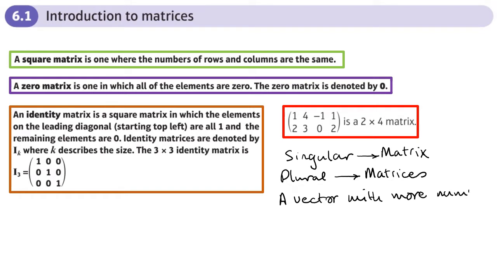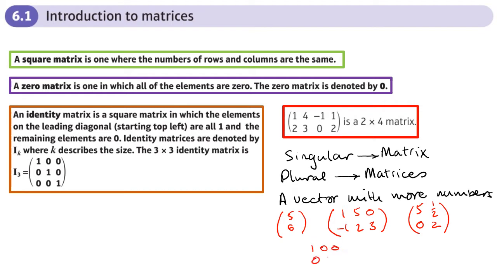We're used to seeing a vector written that has maybe two numbers like this, 5 and 6. A matrix is just a bigger version, so you might have 1, 5, 0, negative 1, 2, 3. That's a matrix. Here's another one, 5, a half, 0, 2. Here's a matrix that happens to have the same amount of numbers going across and up. Here's a matrix with a nice pattern, 1, 0, 0, 0, 1, 0, 0, 0, 1. These are all examples of matrices.